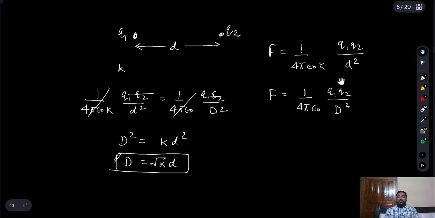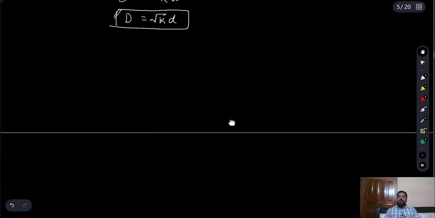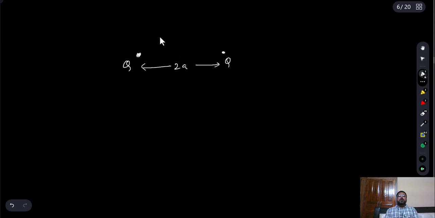Now let me tell you one more thing. This was also asked in JEE in 2023. Let us assume that we have two charges of equal magnitude, separated by a distance 2a. Now what exactly they were asking is, if we place a test charge at its equatorial plane, let's say the test charge is q naught.